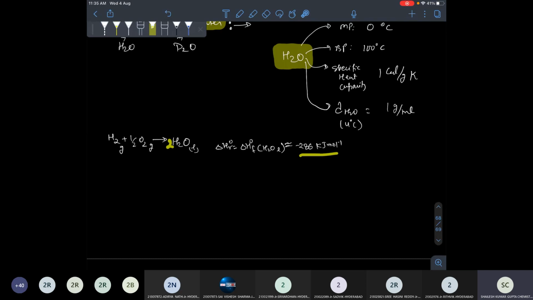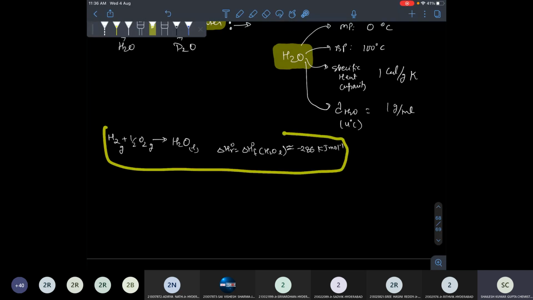In NCERT, they gave minus 286 multiplied with 2. You just check that, okay? If it is like that, I will make a change. For now, I will keep this. If the stoichiometry is already multiplied with 2, then I have to change this value. For now, let's keep it this way, okay? Anyway, don't worry. They're not going to ask this value in the examination. Don't worry at all, okay?